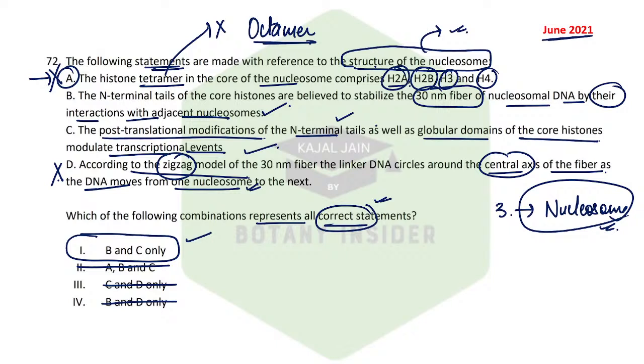Again, easy scoring and a very, very logical question. If you know about the zigzag model, if you know about the complete nucleosome concept, you can easily get your 4 marks in hand.